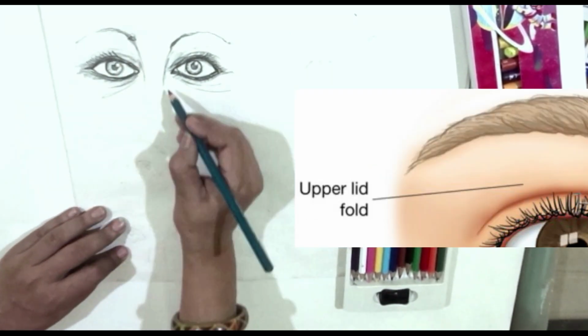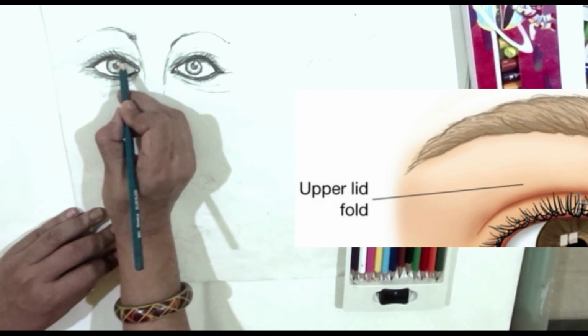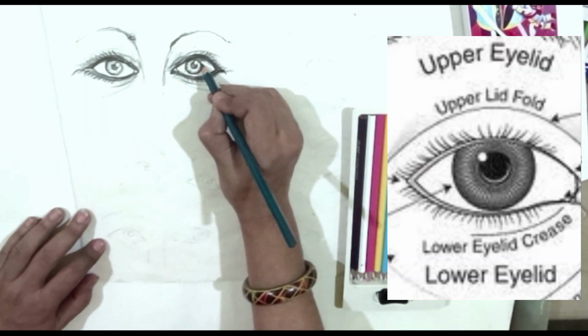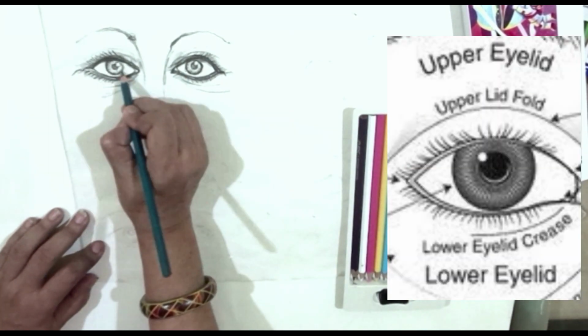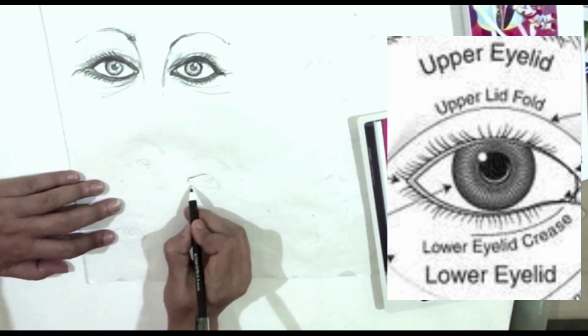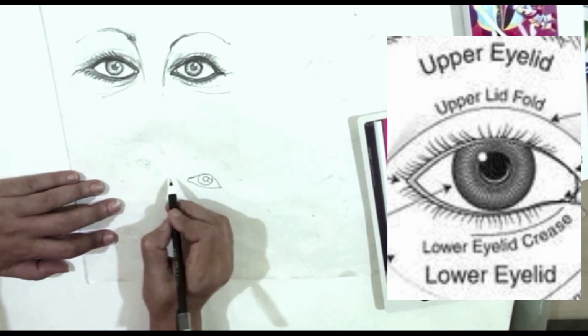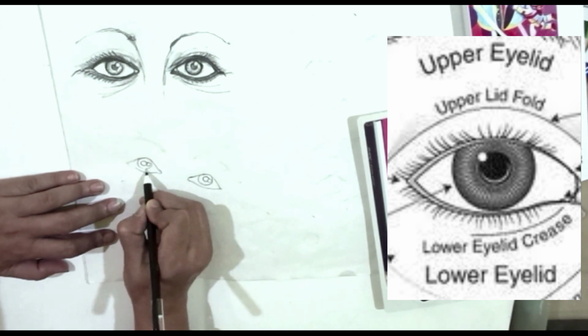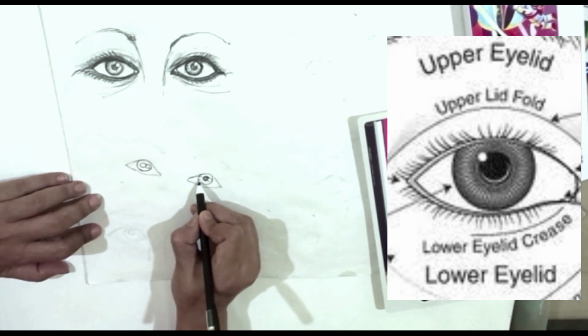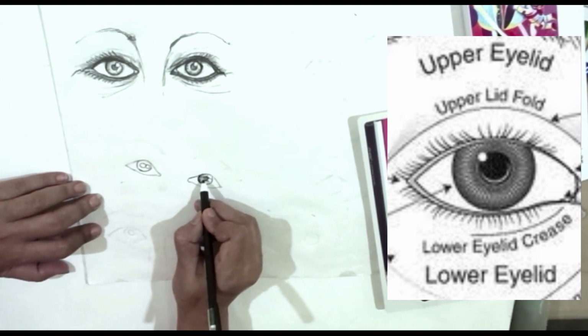This one is upper lid fold. This one is lower eyelid fold. This one is lower eyelid crease. These are upper and lower eyelids respectively.